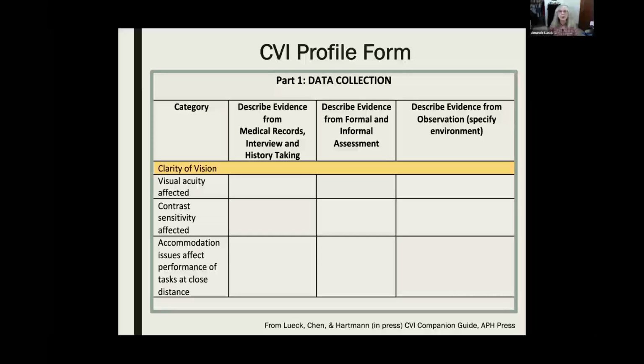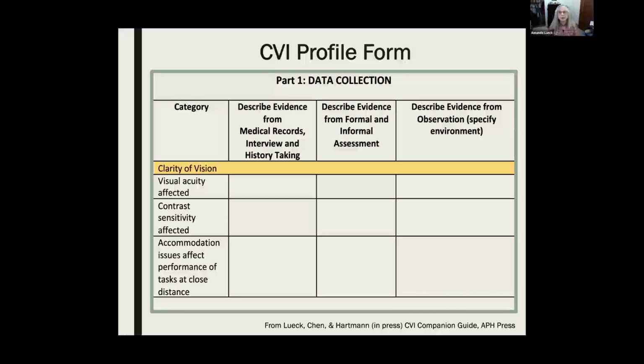And evidence from observation has to be in different environments because children with CVI perform differently in different environments. And we'll be going through all the subcategories of CVI in another webinar, but let me just show you the clarity of vision. Here are some parts of that: visual acuity, contrast sensitivity, and accommodation, which is performance of tasks at a close distance.